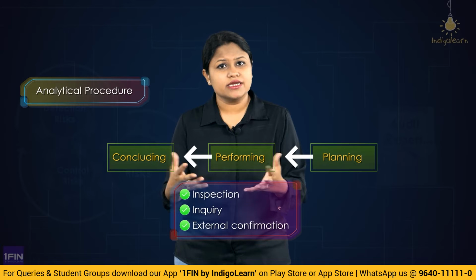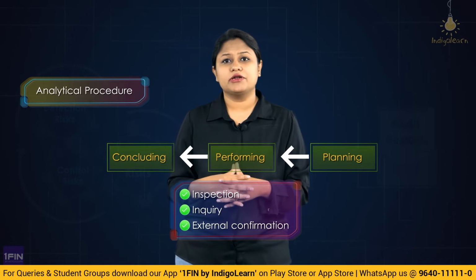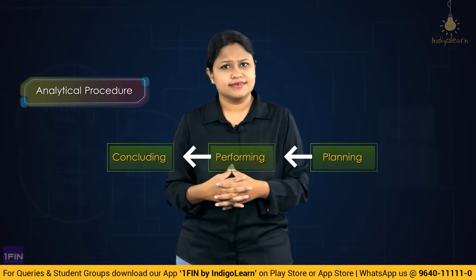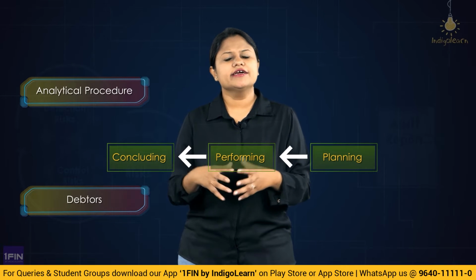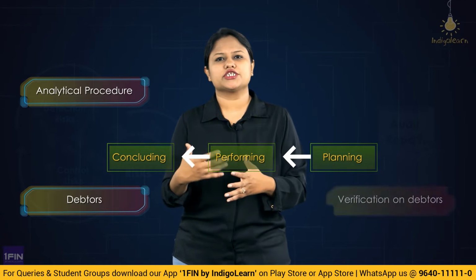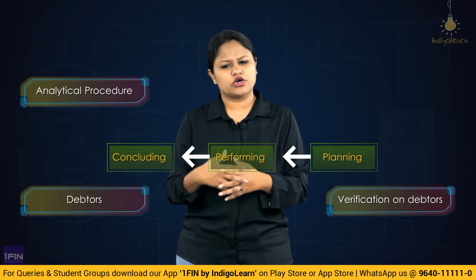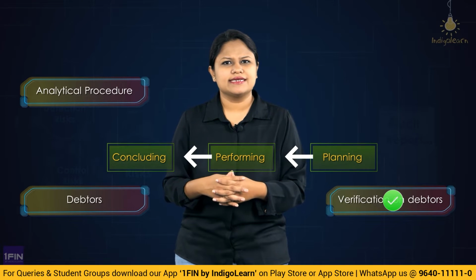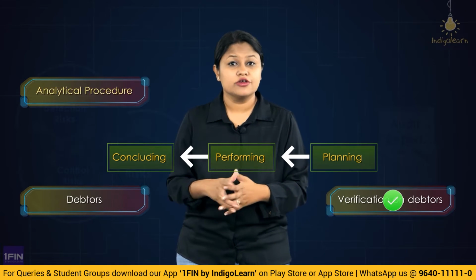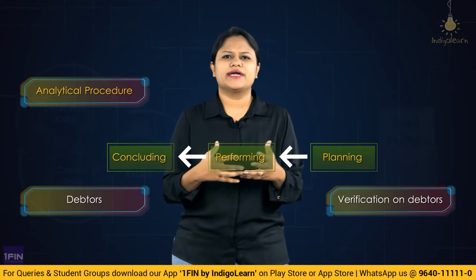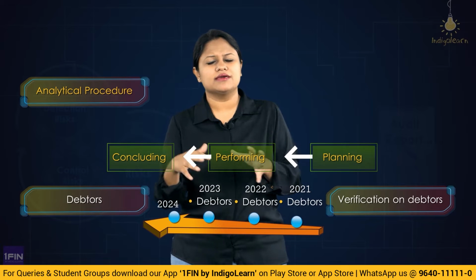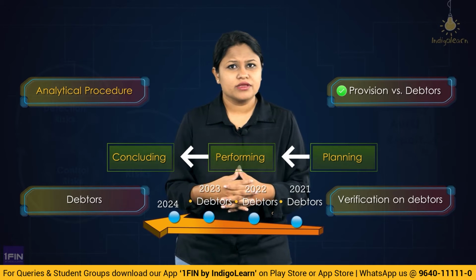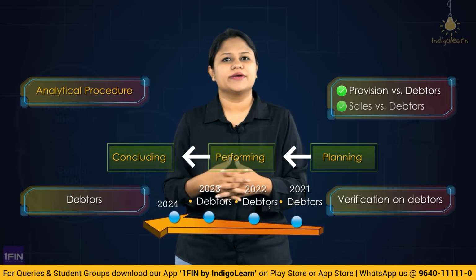What you could not understand with the routine course of your activity, you will be able to analyze with analytical procedures. Maybe when you were verifying the debtors in the ordinary course of your audit, in the routine checking, you saw everything was perfectly alright. But then you decided, let me perform some kind of analytical procedure on debtors. Maybe you compared the previous 3-4 years' debtors and saw what approximate amount was appearing. Or maybe you compared the provisions and the debtors. Or maybe you compared sales and debtors.